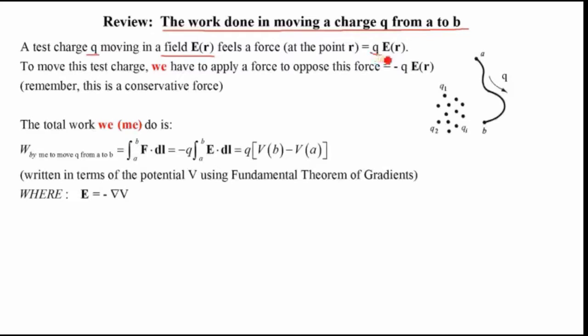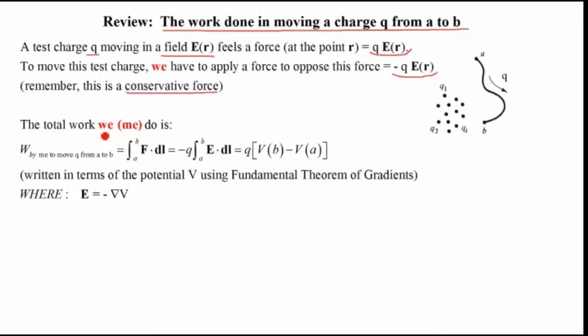And so if we're at the point R, so Q is sitting at the position R, then the force on that Q will be Q times the field at that position. So imagine that you have this point A and B along a path, then the field will produce a force anywhere on that path. Well, we know that if we oppose that force, we could move the charge in the field, and that would be the force that we would have to push with in order to move it. And just remember that this is a conservative field. Okay, so what's the work done?